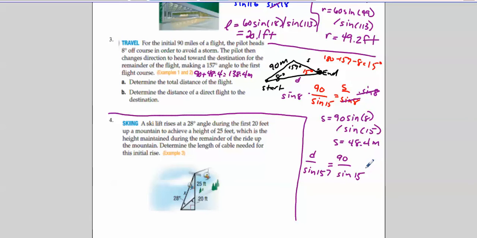And then when you multiply by sine of 15 on both sides, nope, you multiply by the sine of 157 on both sides, you're going to get d equals 90 sine 157 divided by sine 15. And if you type that, you should get that your distance is about 135.9 miles.